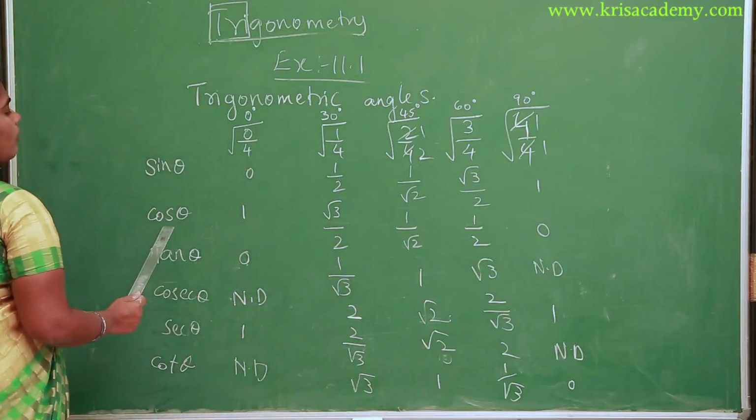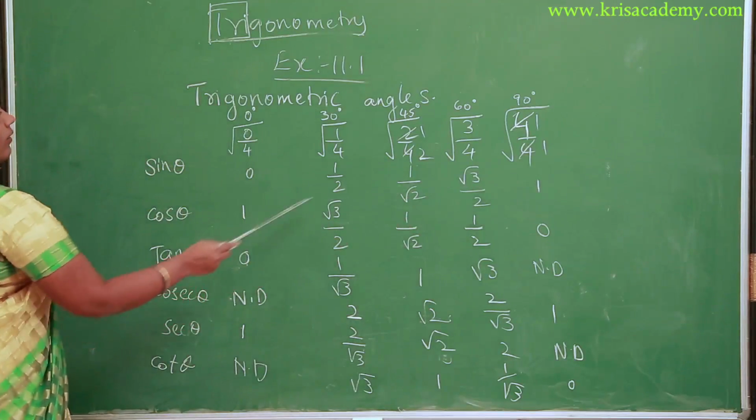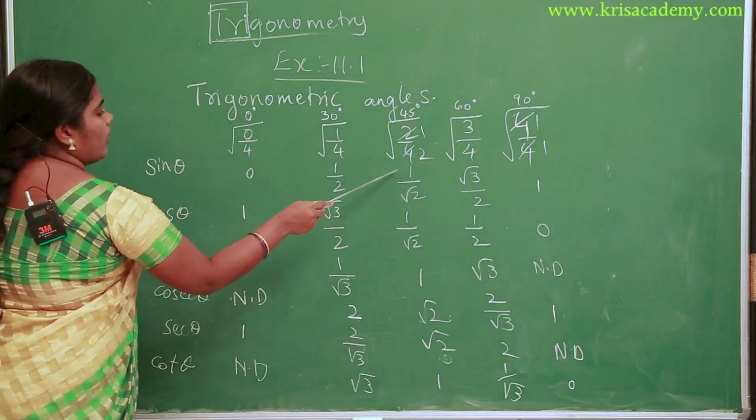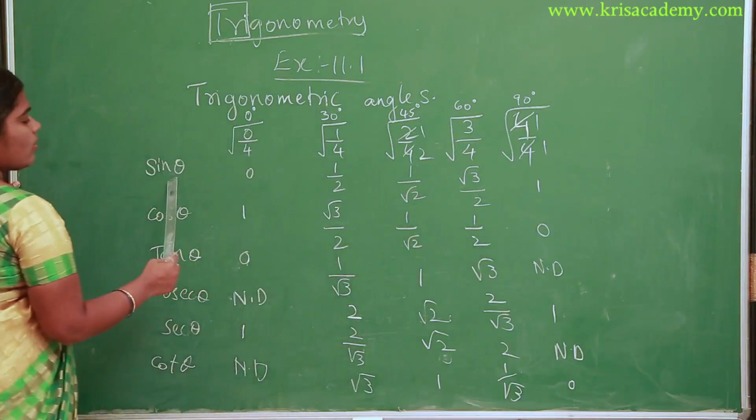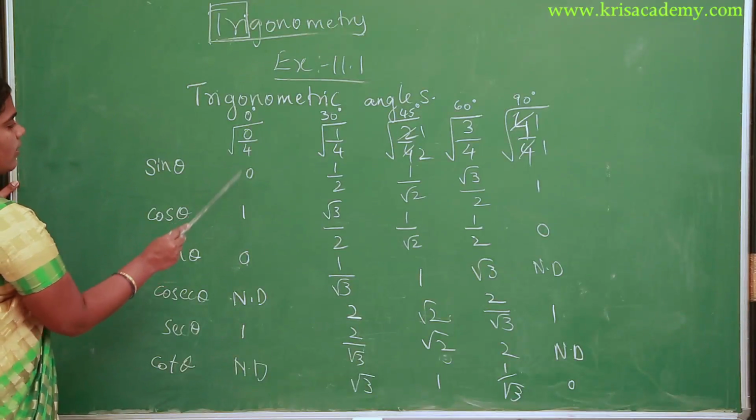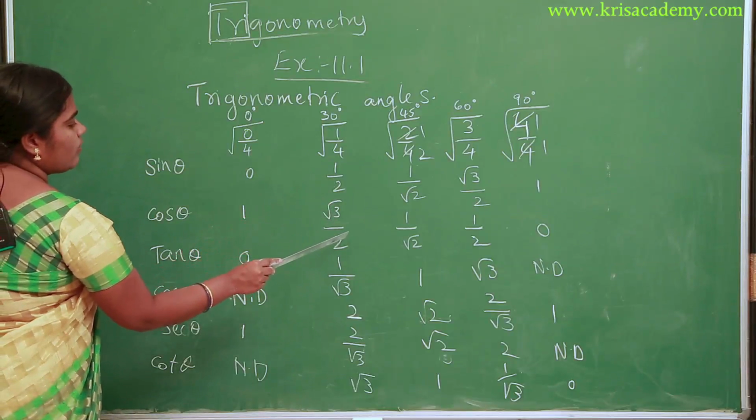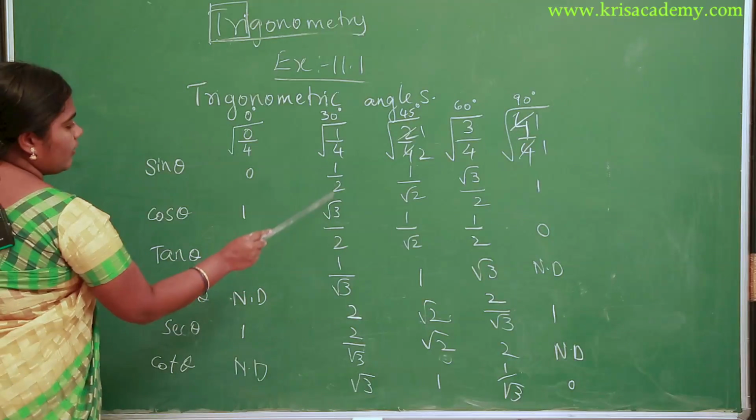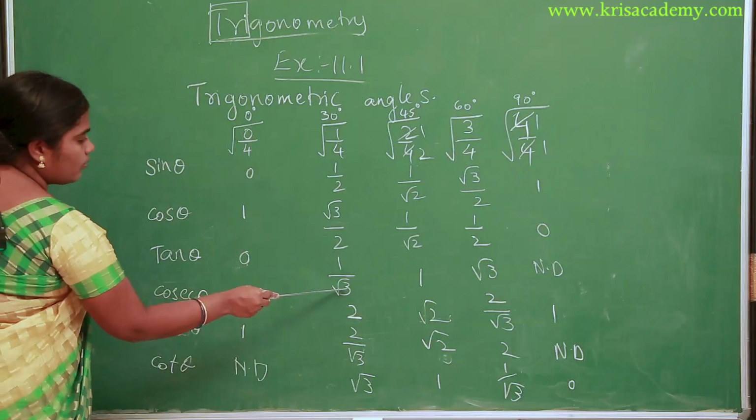So now how to find cos? Just write the reverse of sine: 1, root 3 by 2, 1 by root 2, 1 by 2 and 0. So the reverse of sine is cos. Tan, how will you find? Sine by cos. 0 by 1 is 0. 1 by 2 is there, root 3 by 2 is there, so 2 will get cancelled. 1 by root 3. So tan 30 degrees value is 1 by root 3.